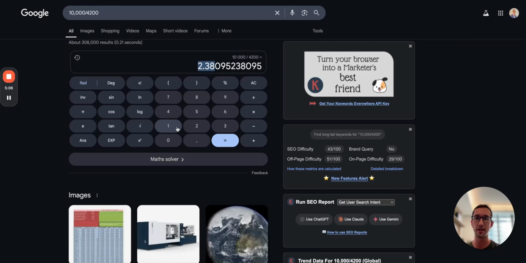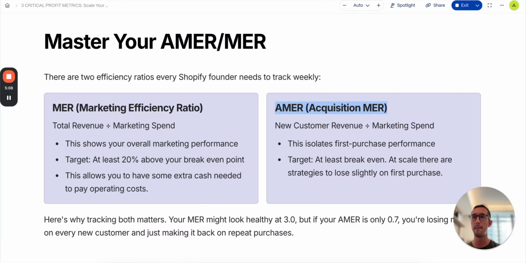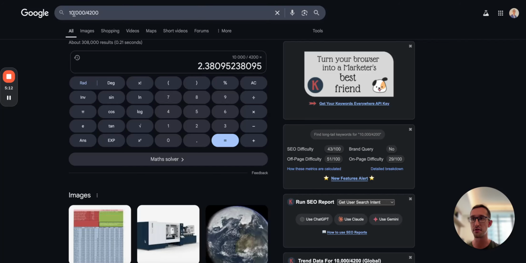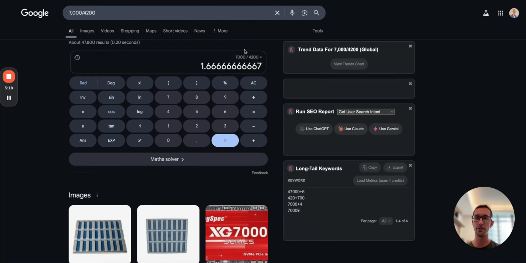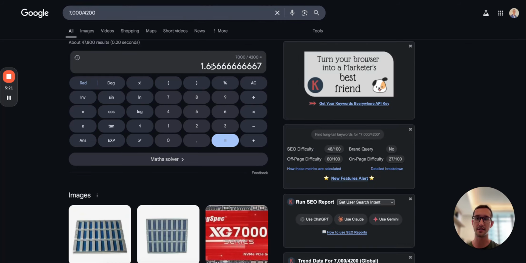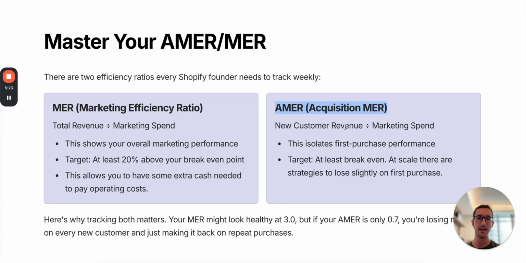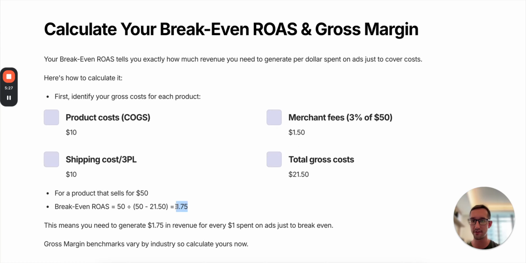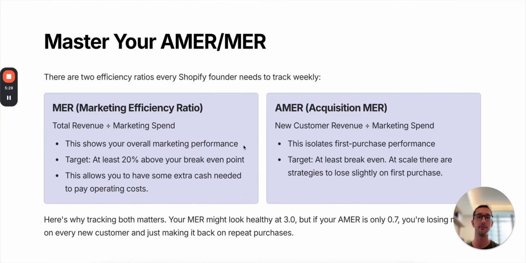And in this scenario, it looks like you're profitable. But let's say that your new customer revenue is $7,000. So you're doing $3,000 of repeat customer revenue and $7,000 of new customer. In this scenario, your AMER is 1.66. What does that mean? That means that on your first purchase, if we're going with the example of 1.75 as break even, you're actually losing money on every new customer you get.